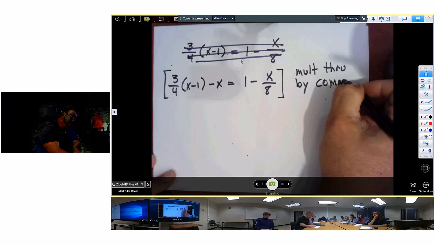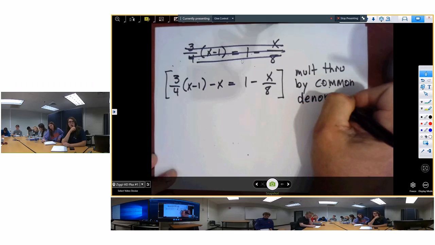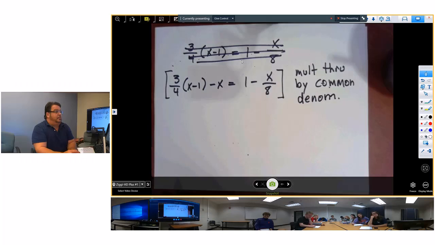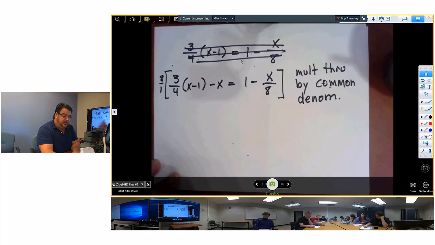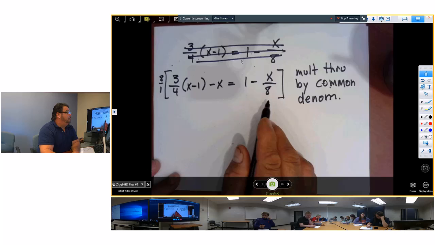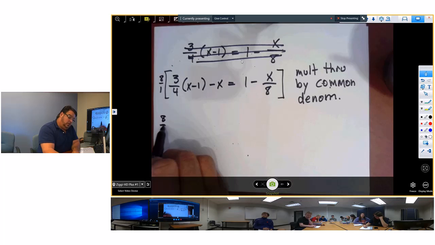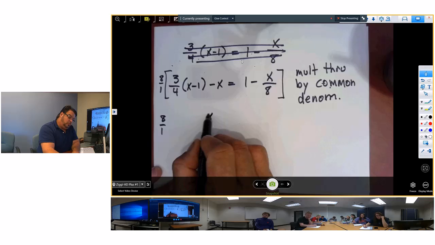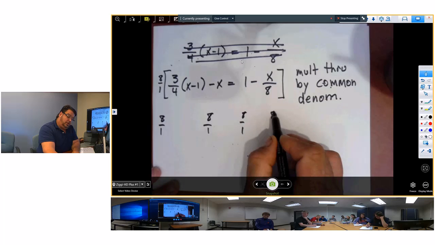Now, how many denominators do we have? 2. So you need to find the common denominator of 8 and 4. Well, the common denominator of 8 and 4 is 8. So I'm going to multiply everything in here by 8 over 1. So I'm going to put an 8 over 1 here, an 8 over 1 here, an 8 over 1 here, an 8 over 1 here.